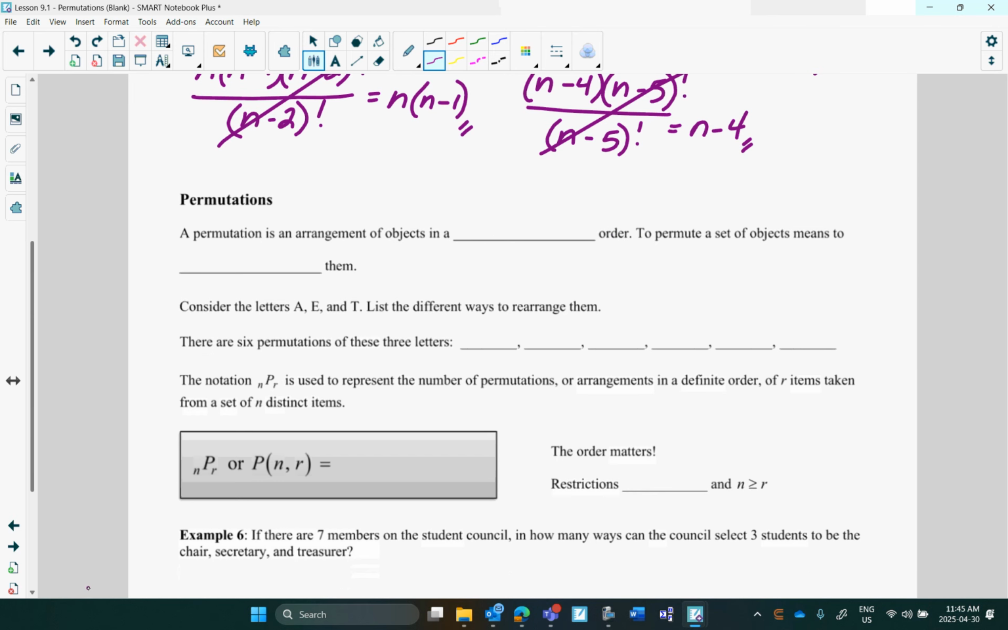And one area of counting where we can use them is something called a permutation, where you are trying to find the number of arrangements of something in a specific order. To permute a set of objects means to arrange them.